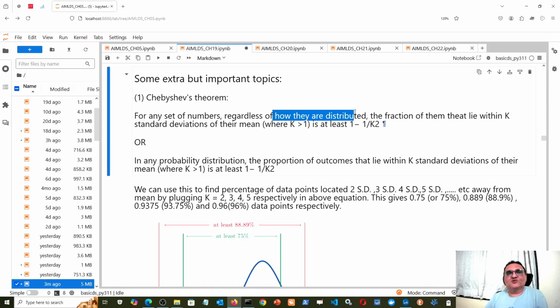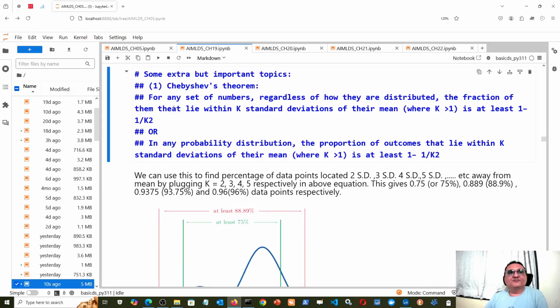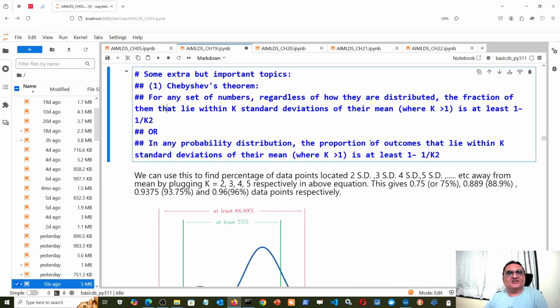So this result is very general. However data points are distributed on the xy plane, for simplicity I am taking only two variables, x and y. Y is the dependent variable and x is the independent variable. However the points are distributed, the fraction of the points that lies within k standard deviations of their mean is at least 1 minus 1 upon k square.